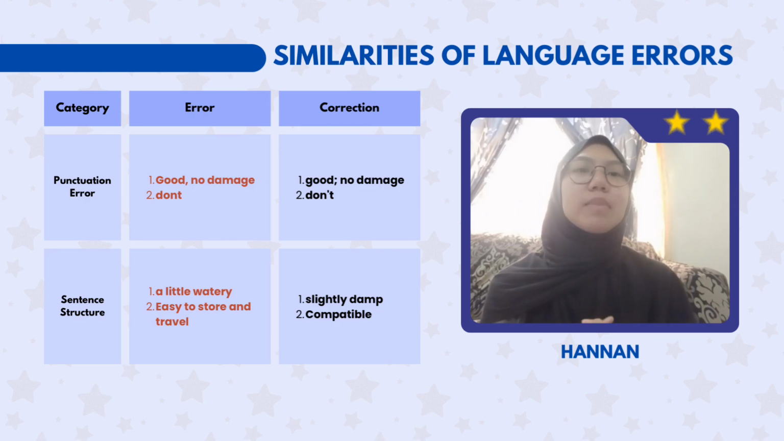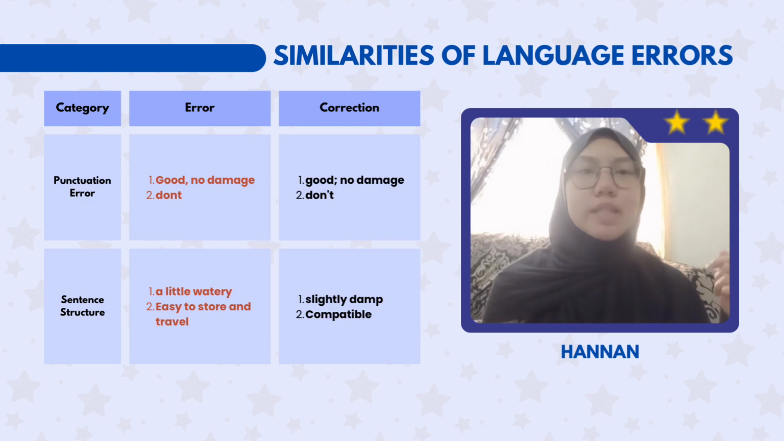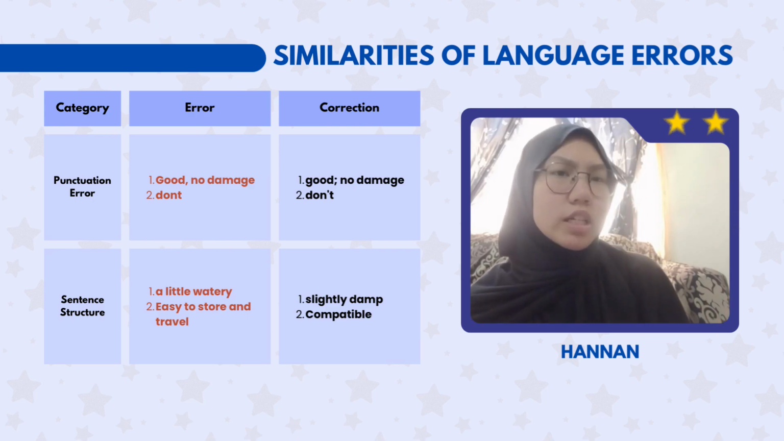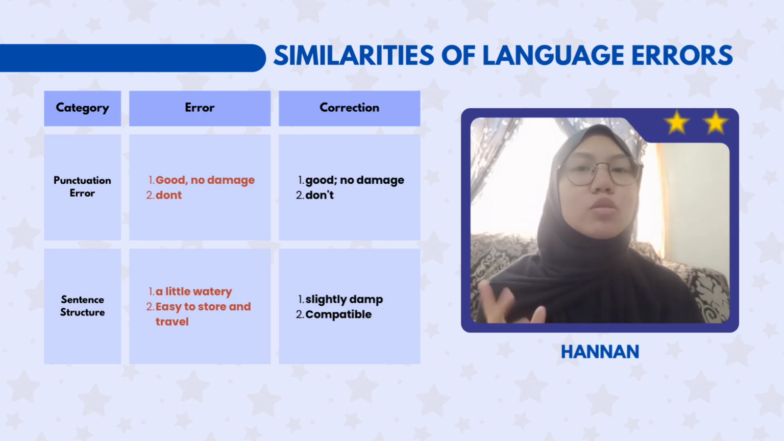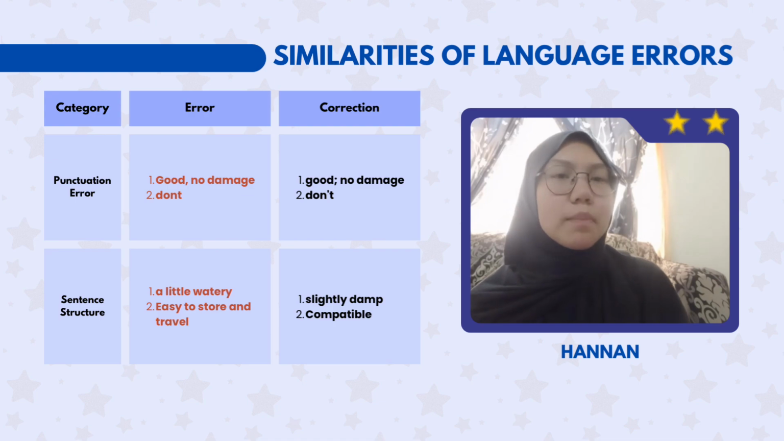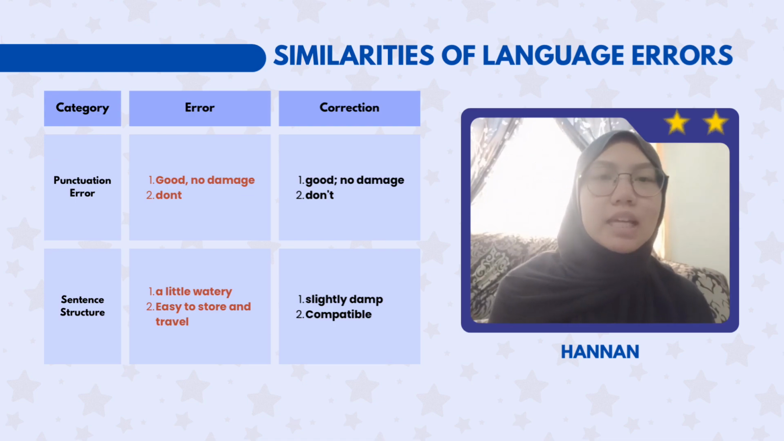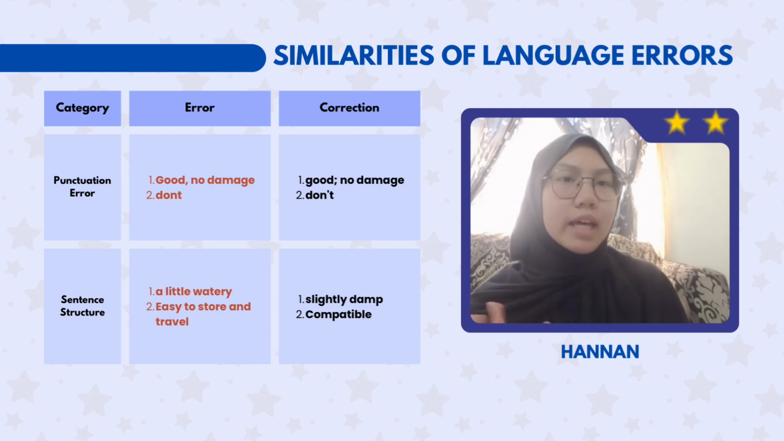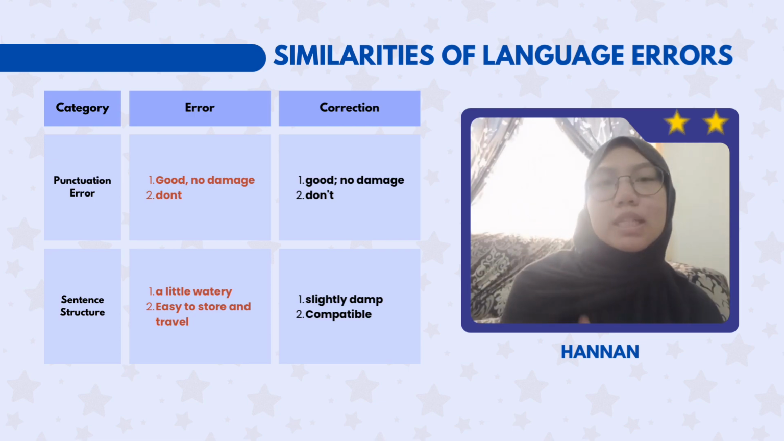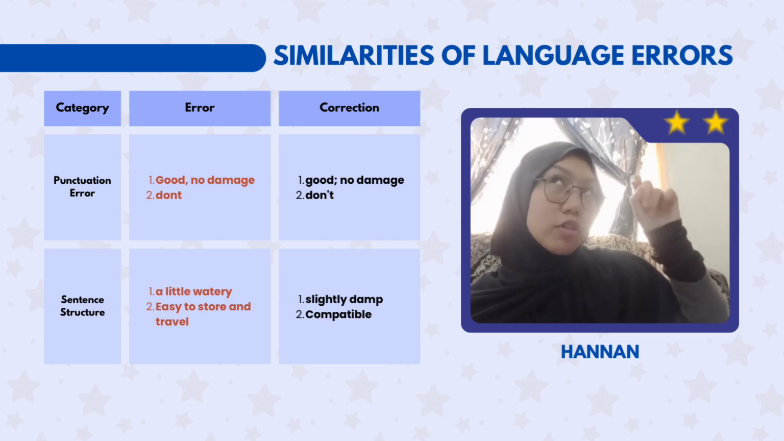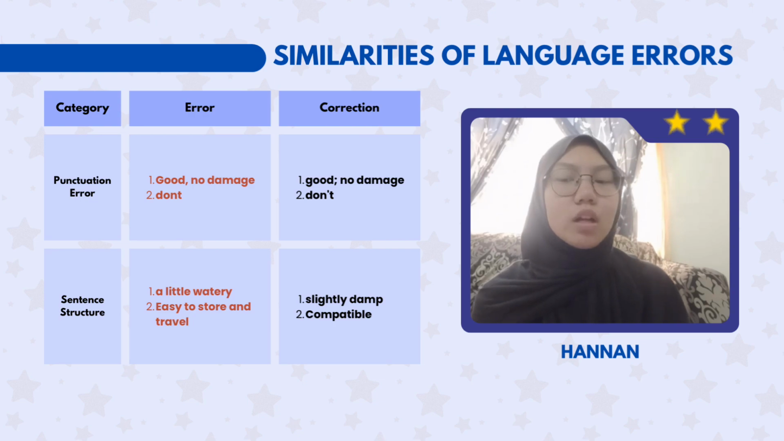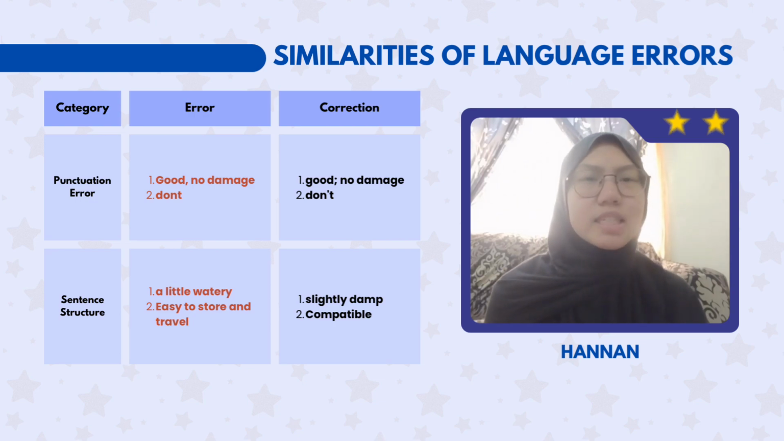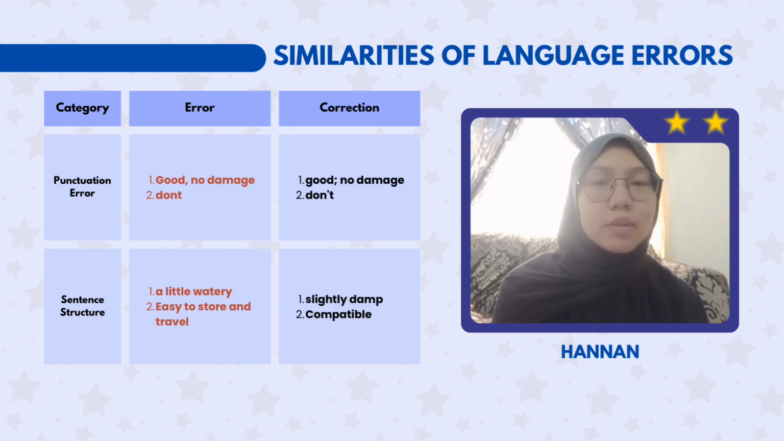This slide explains the similarities of language errors and why they need to be edited. First, punctuation errors can change the meaning of a sentence. For example, from the first product description, "good, no damage" is corrected to "good; no damage" because a semicolon correctly connects two related ideas. Then, the word "dont" from product 2 is edited to "don't" with an apostrophe before the T because contractions require an apostrophe. Without correct punctuation, sentences can look careless and also confusing.